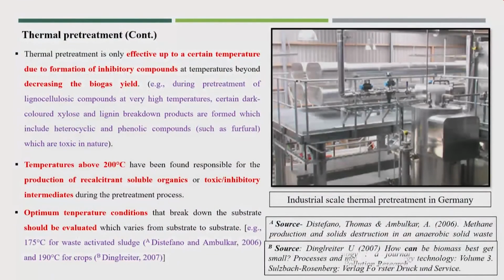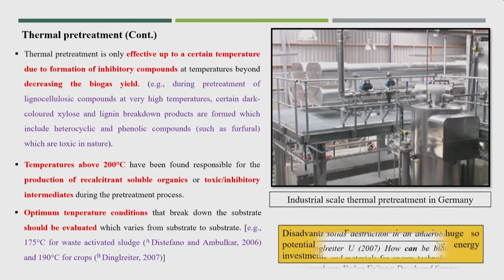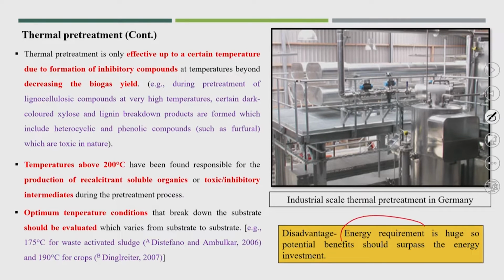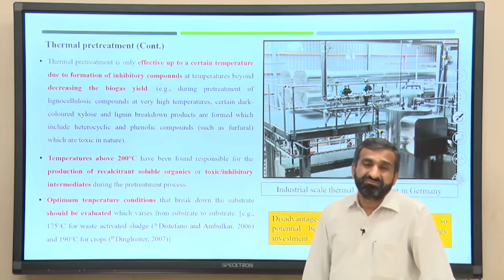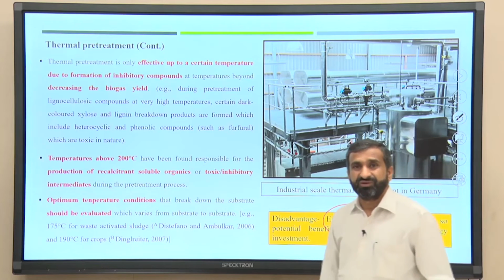So, the optimum condition that breaks down the substrate will be evaluated, and it varies from substrate to substrate, like 175 degrees centigrade for waste activated sludge and 190 degrees centigrade for crops. What is the disadvantage of this thermal pretreatment process? The energy requirement is huge. The potential benefit should surpass the energy investment. This is one of the disadvantages, because to get the temperature up to 150 degrees centigrade you will require a good amount of energy.